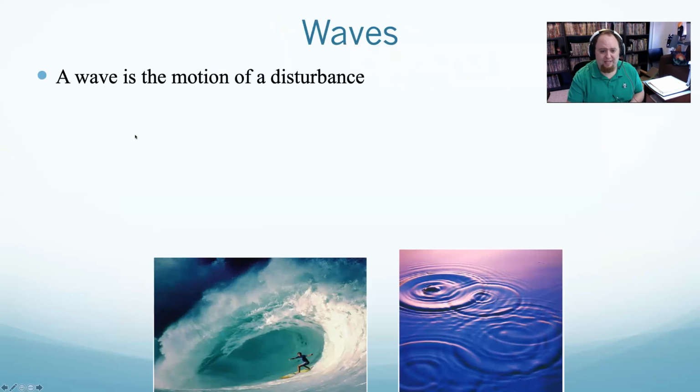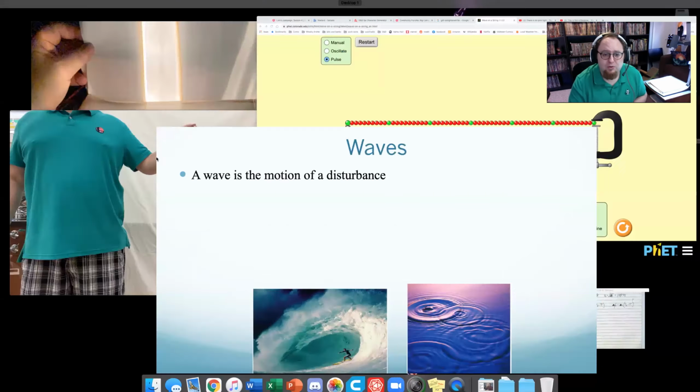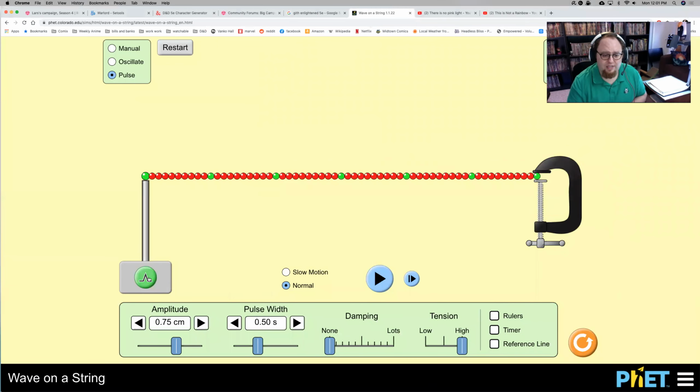A wave is the motion of a disturbance. If I threw something across the room, that would be the motion of whatever I threw. But when you talk about a wave, let's say I take this string here.